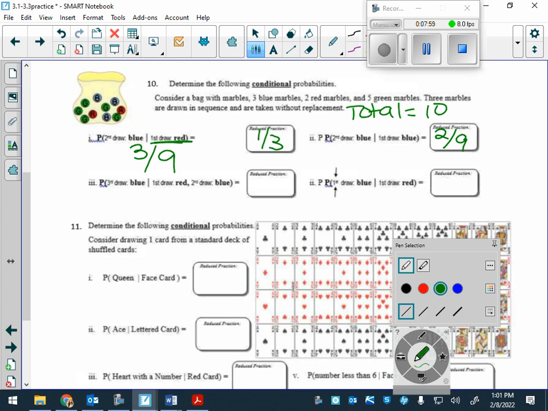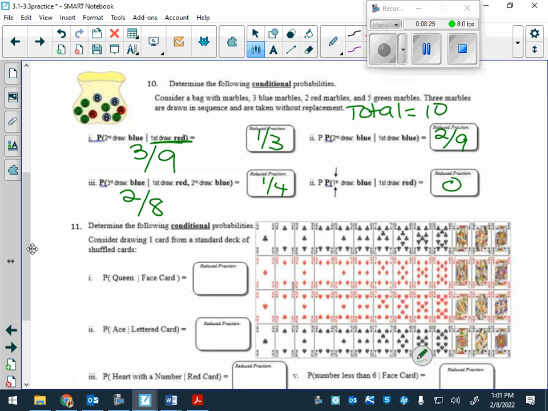The next one, probability the third draw was blue, given the first draw was red and the second draw was blue. Yep. 1/4. It was 2 out of 8, which is 1/4 because you already took 2 out. Probability first draw blue given the first draw was red. Nolan? 0. Good. Can't happen.